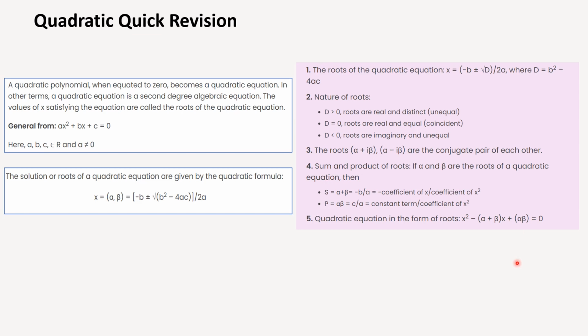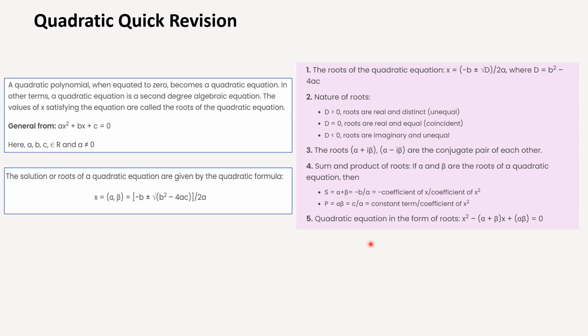Find out the sum of roots and the product of roots. Sum of roots is basically minus b upon a. So we find the coefficient of x as b and the coefficient of x square as a. Then we put minus b upon a. That gives you the sum of roots. And to find the product of roots, we simply do c upon a, where c is the constant term and a is the coefficient of x square.